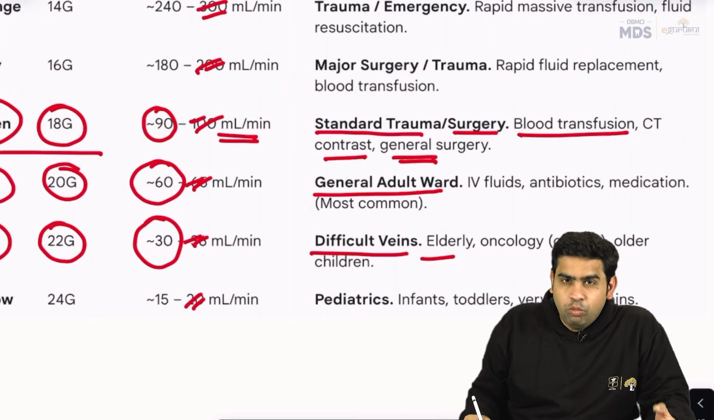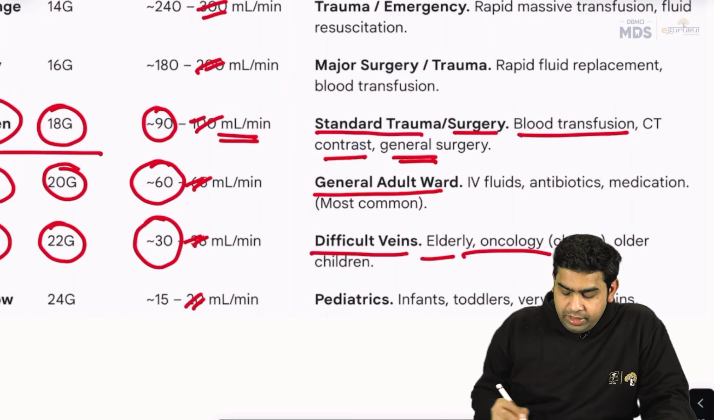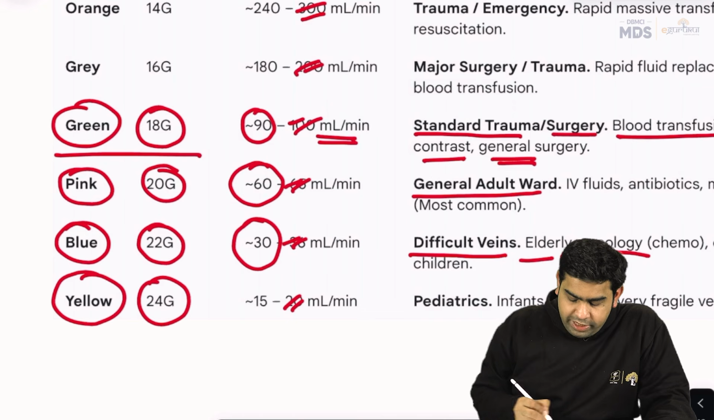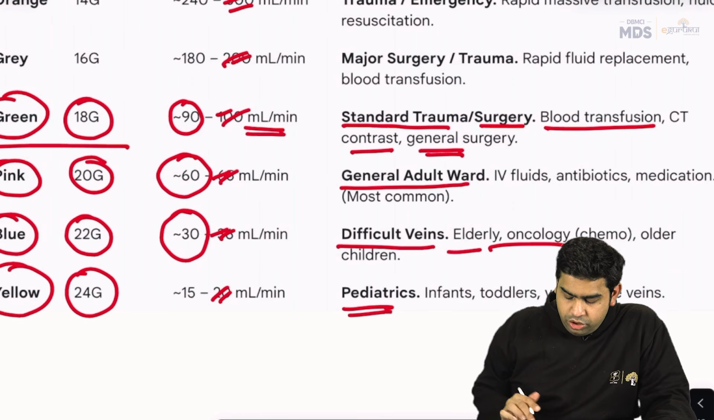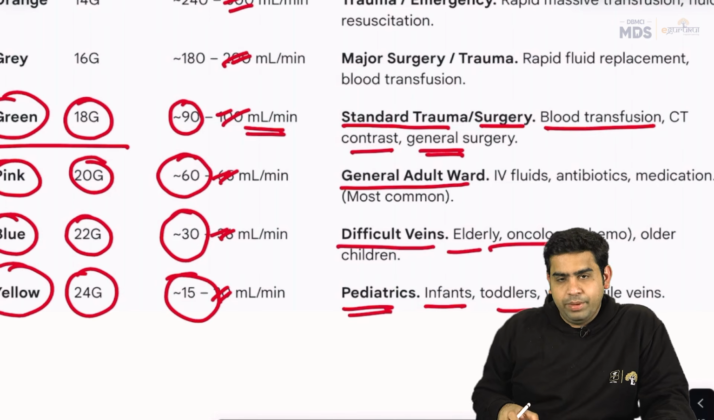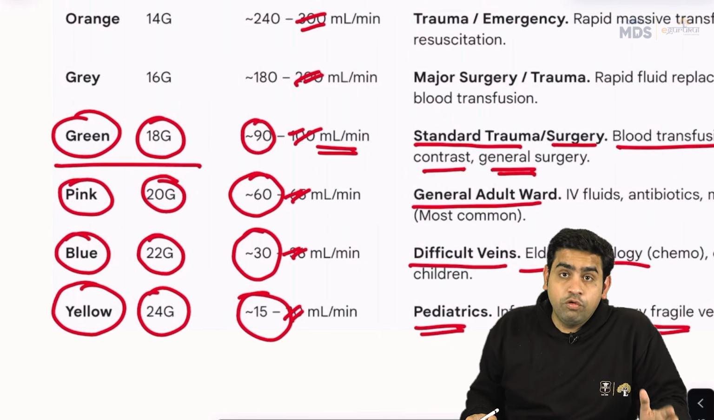The veins are very, very small and brittle, for example after chemo or radiotherapy or something like that. Then yellow, 24 gauge. This is used for the pediatric population, infants, toddlers, very fragile veins, around 15 ml per minute. Okay, so please remember the rate of flow as well.